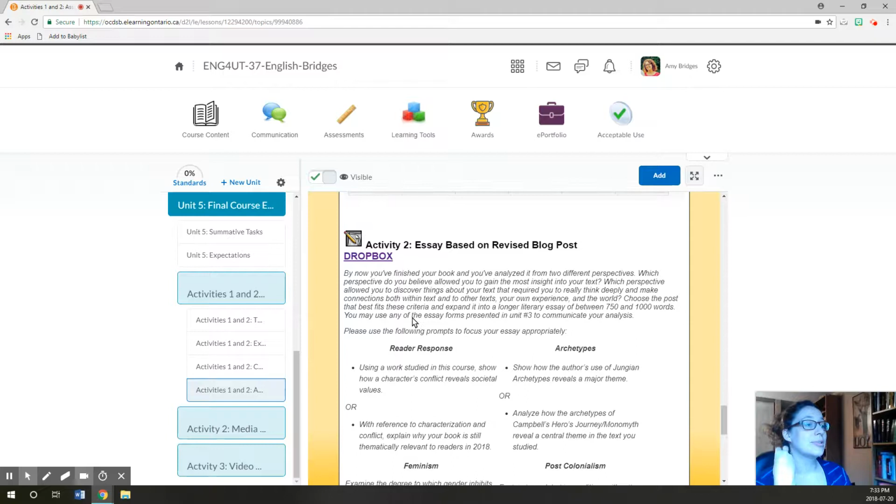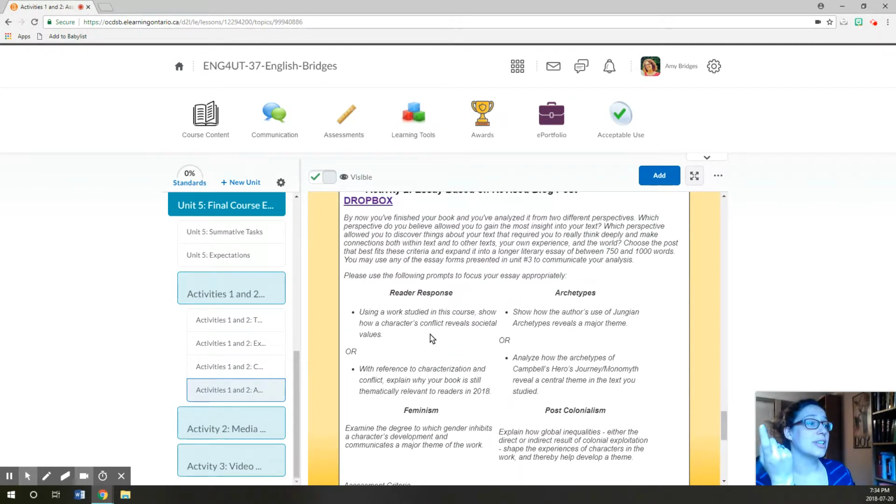So activity number 2 is the essay based on the revised blog post. That does not mean that you're just going to edit your blog post and keep the tone and everything the way that it is in the blog post. It means that you use the blog post as a way of generating some ideas around a critical theory. And I've given you some feedback on that, and now you know how you could develop it further. So you can use the ideas in your blog post, absolutely, but your final essay is going to look very different than your blog post did.